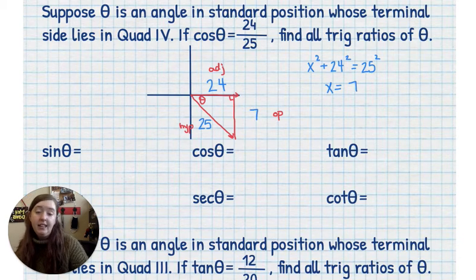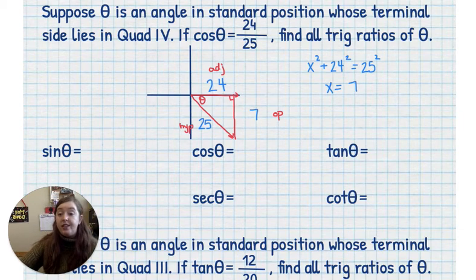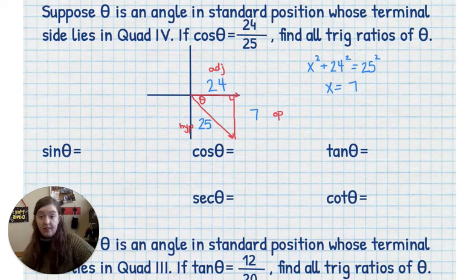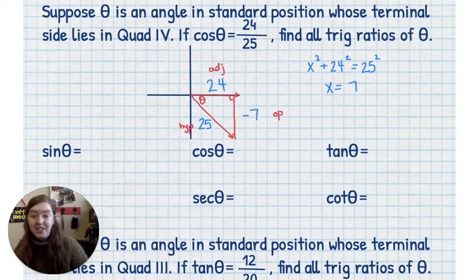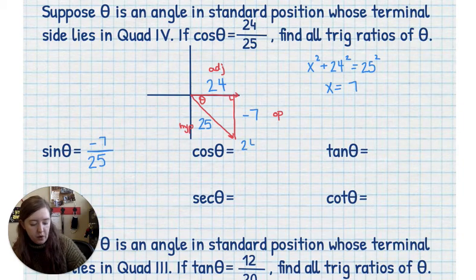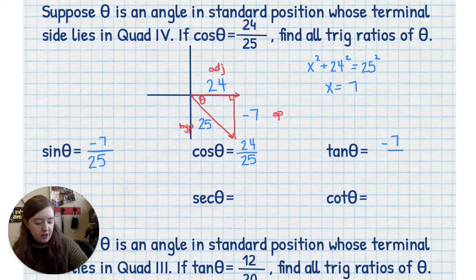Now, I know this side length is 7, but since I'm down in that fourth quadrant, I know my y's are negative, or I'm going to be going down 7, right? So I should have a negative on that 7. Cool, now let's just find all of our ratios. Sine is opposite over hypotenuse, so that's going to be negative 7 over 25. They already told us that cosine was 24 over 25, so yes, you need to put that in again. Tangent is opposite over adjacent, so that's negative 7 over 24.